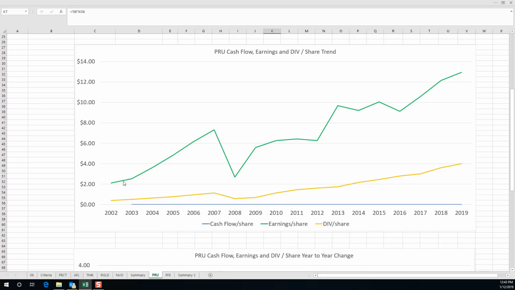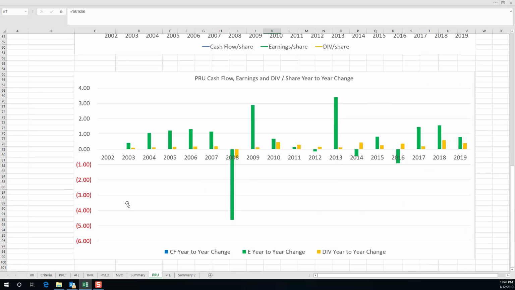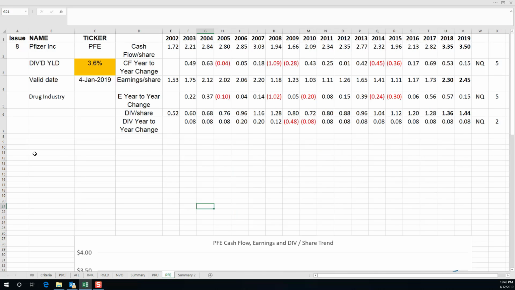Here's what that looks like. On the trend lines, you can see their earnings were kind of all over the place, but generally on a good uptrend. And here's that negative year for their dividends per share. And that pops out right here on the year-to-year look. So that's Prudential. All right, now, who's the other one that's of interest?